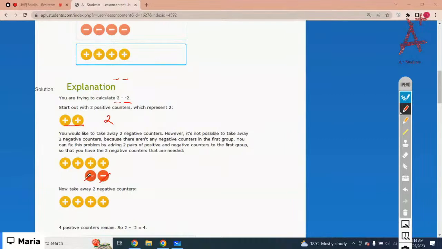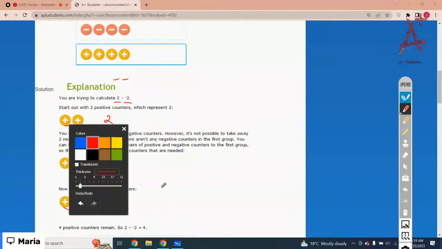That means you need to add two negative counters by yourself. Got it? Because you have to add two negative counters, so keeping it balanced, you have to add two positive and two negative. Got it? Then two negative and two negative would cancel out each other, so you are left with four positive counters. Got it?